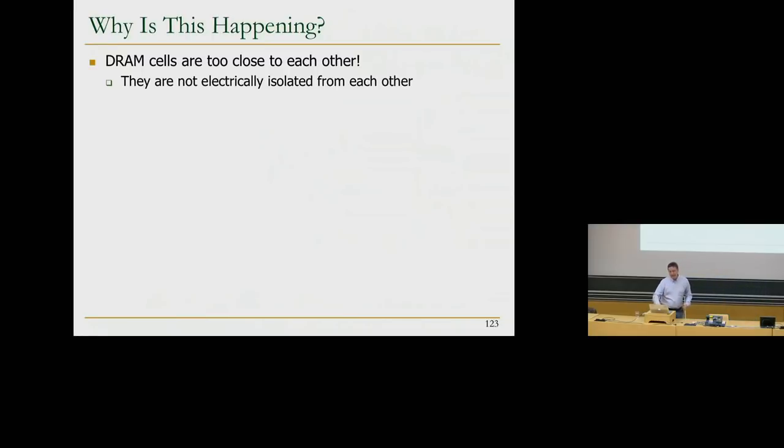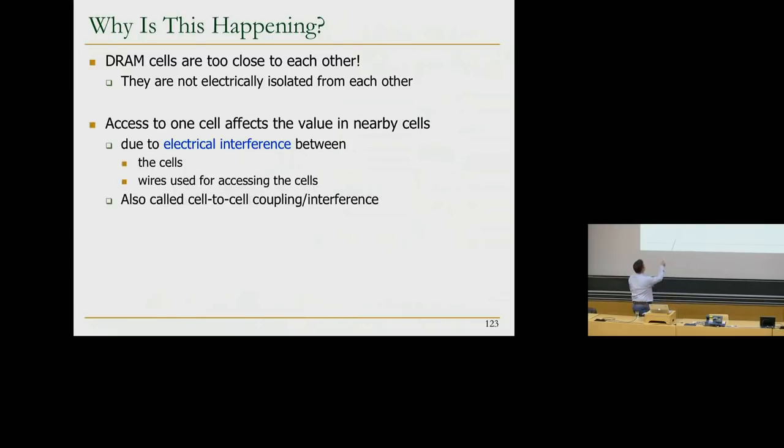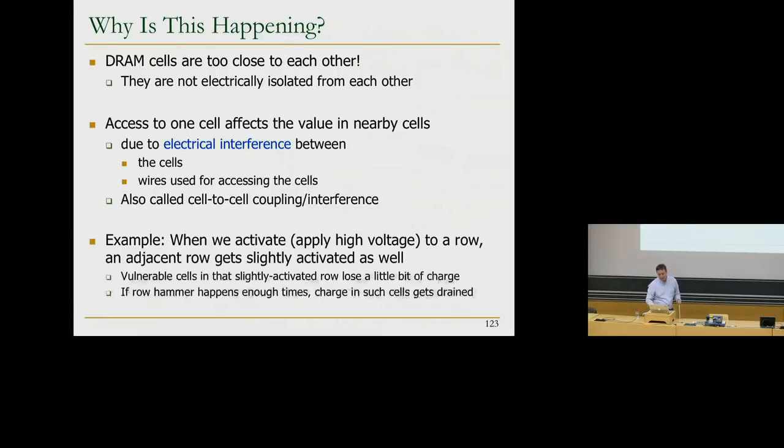Maybe it wasn't the best idea. So the access to one cell affects the value in nearby cells, so this is why this thing is happening. And you can go into the details, and some of those details are also company confidential. They are not coming and giving you the exact electrical details of how they do it.